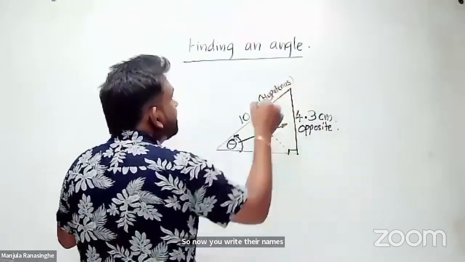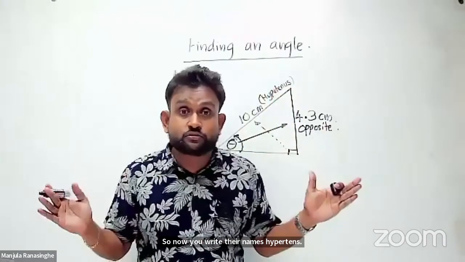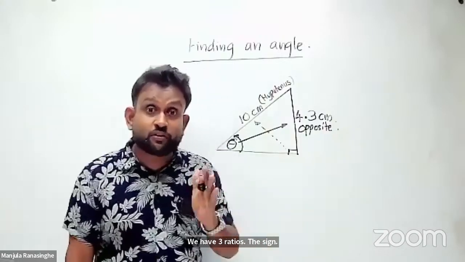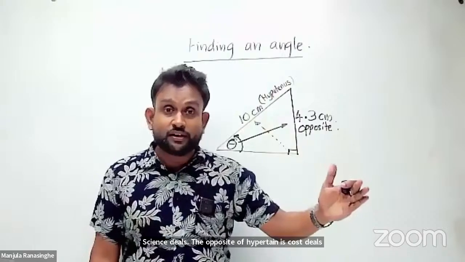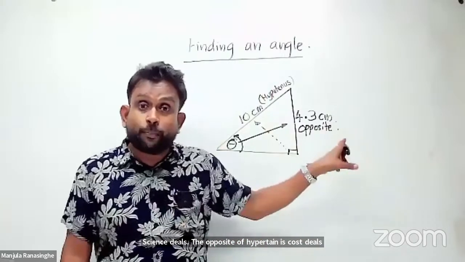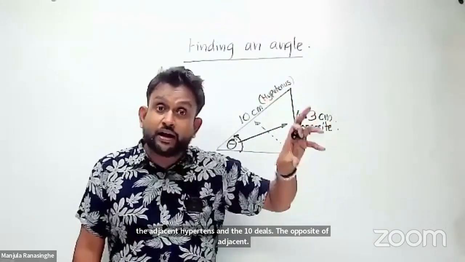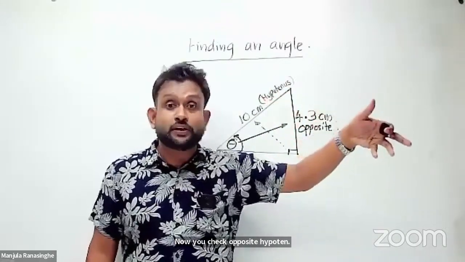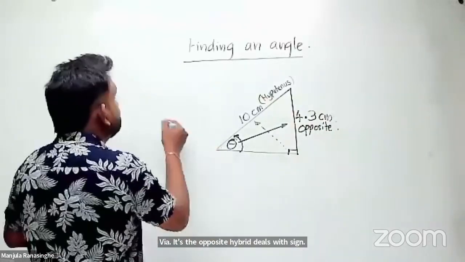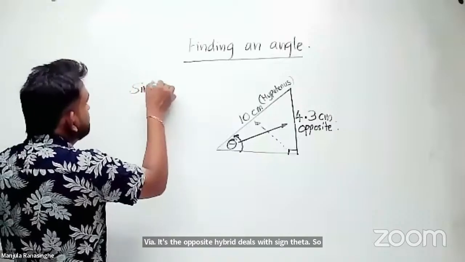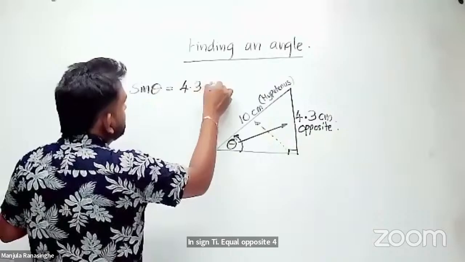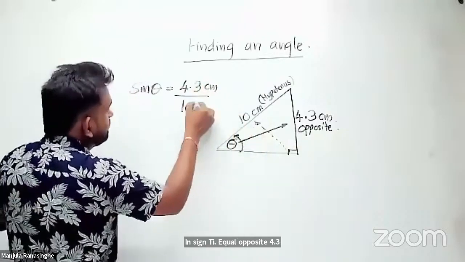Okay, now you think we have three ratios, sine, cos, tan. Sine deals with the opposite over hypotenuse, cos deals with the adjacent over hypotenuse, and tan deals with the opposite over adjacent. Now you check opposite and hypotenuse, where it deals: opposite over hypotenuse deals with sine theta. So now you apply sine theta for this triangle. Then sine theta equals opposite 4.3 centimeter divided by the hypotenuse 10 centimeter.